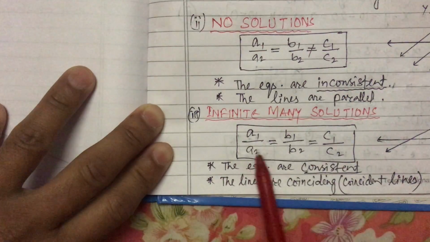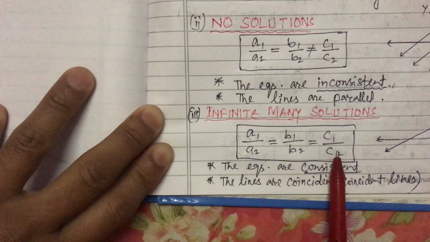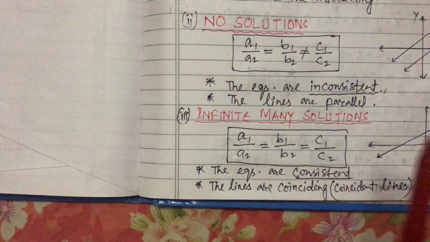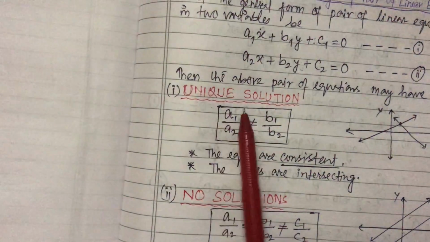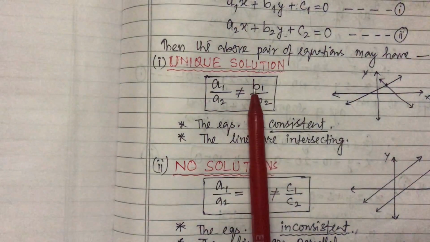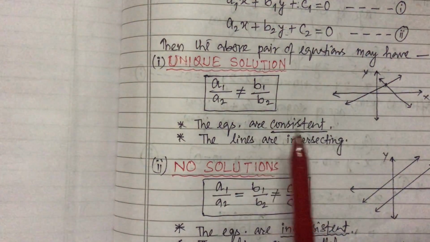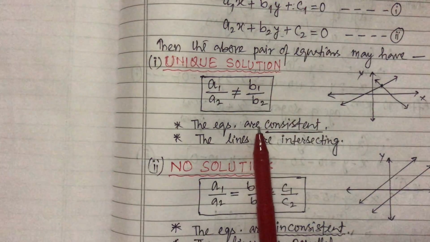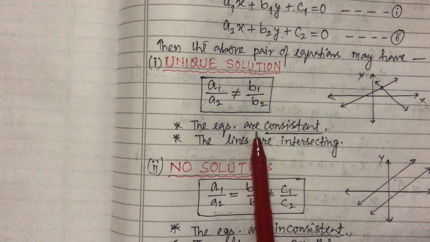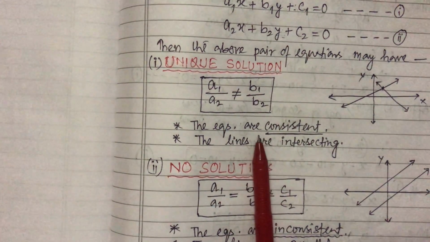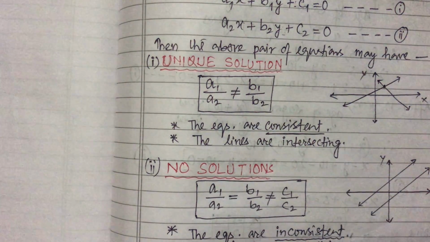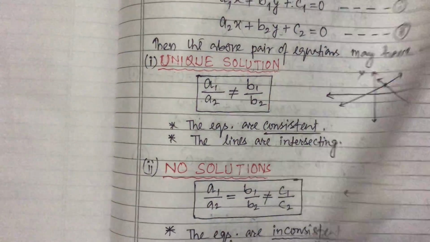And in this case you will find infinite values, so this is also something we don't need to solve. Okay, so only for the unique solution case, consistent unique solution or intersecting lines, in this case only we need to solve a pair of linear equations using the algebraic method. So these are the three conditions we learned. Now let's see some examples on these three.